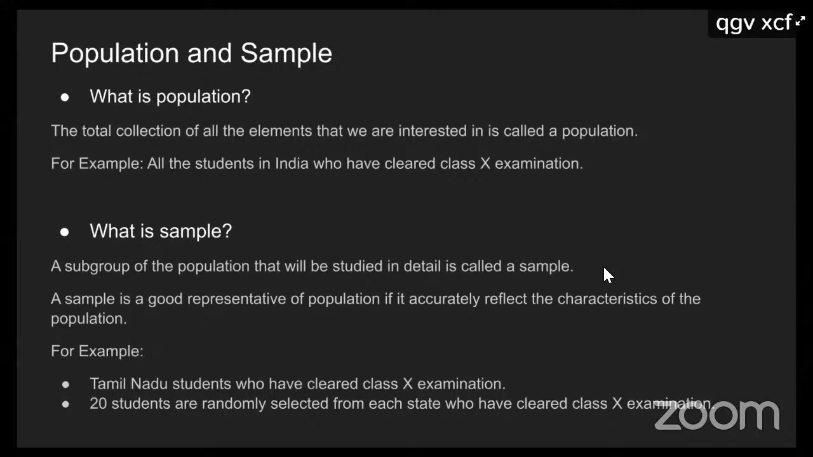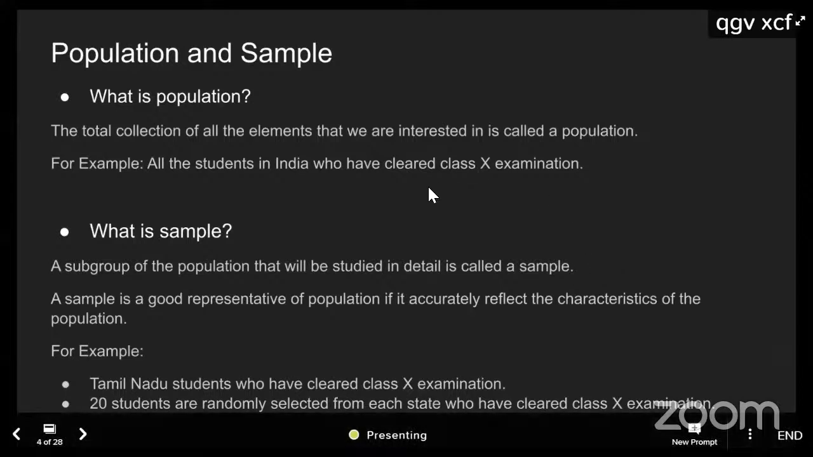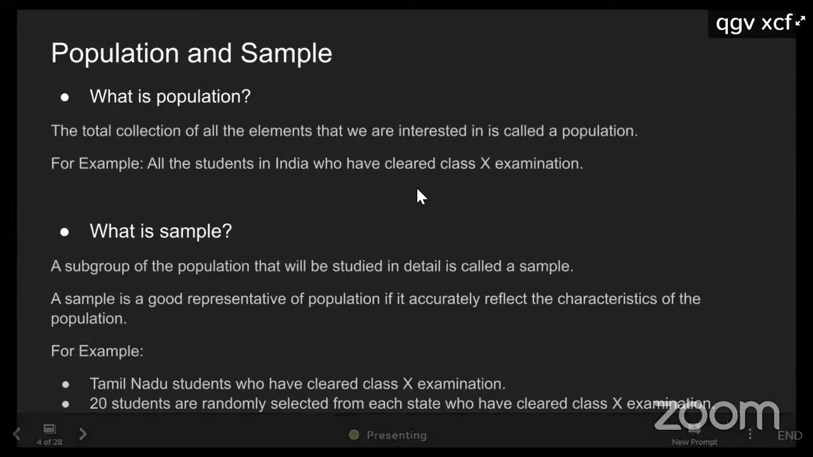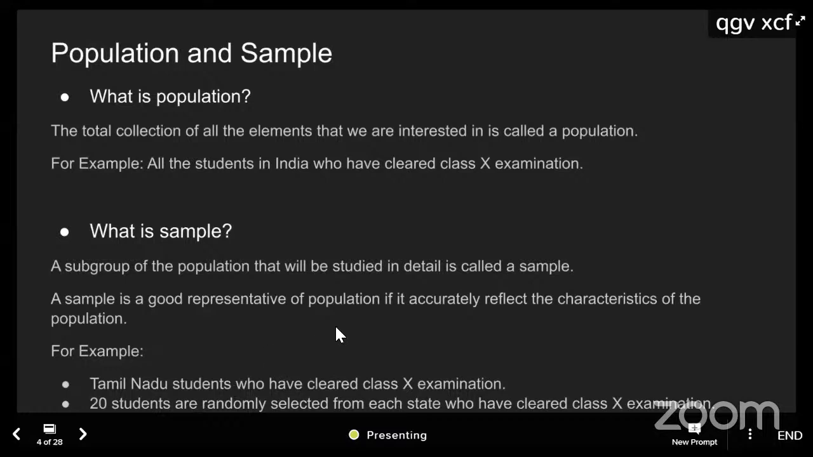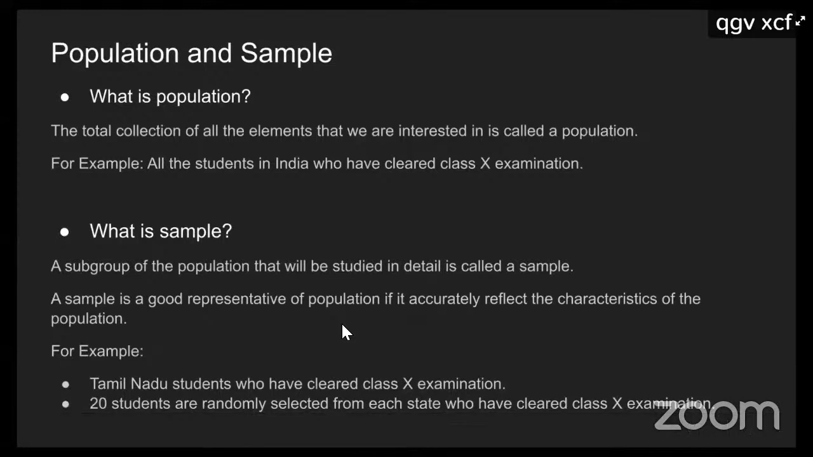A subgroup of the population that will be studied in detail is called a sample. Suppose I wanted to study this. For example, the population is all the students in India who have cleared the class 10th examination. So what can be our sample? Our sample is nothing but a subset of the population. For example, Tamil Nadu students who have cleared the class 10th examination. And one more thing, a sample should be a good representative of the population.